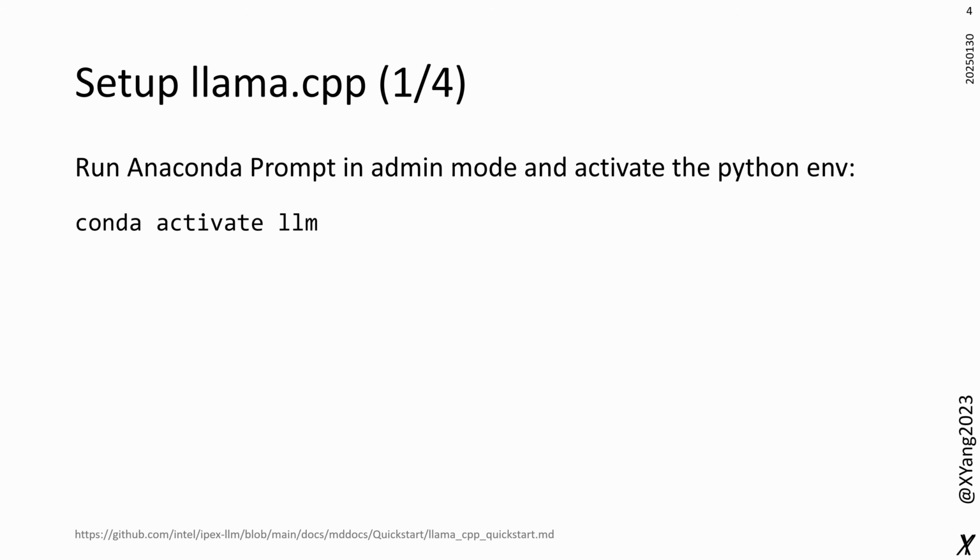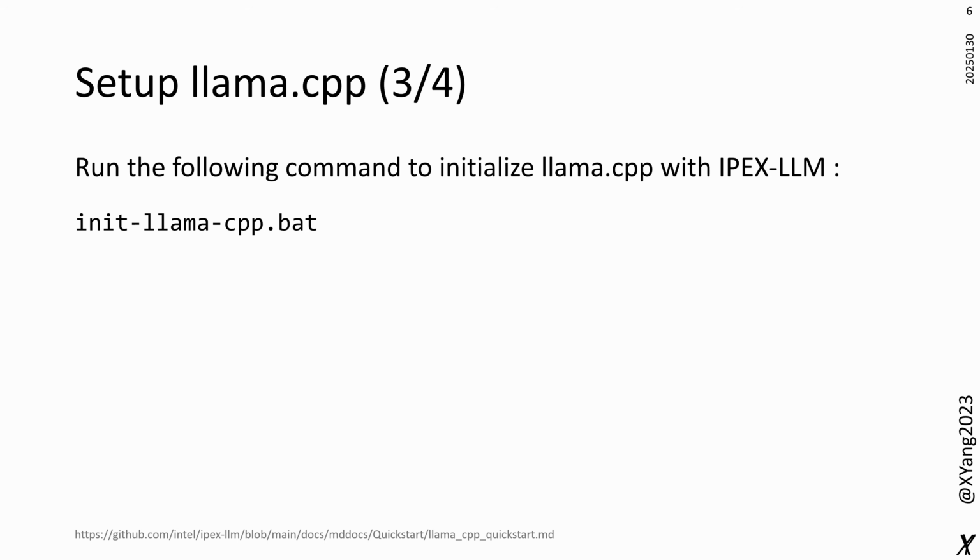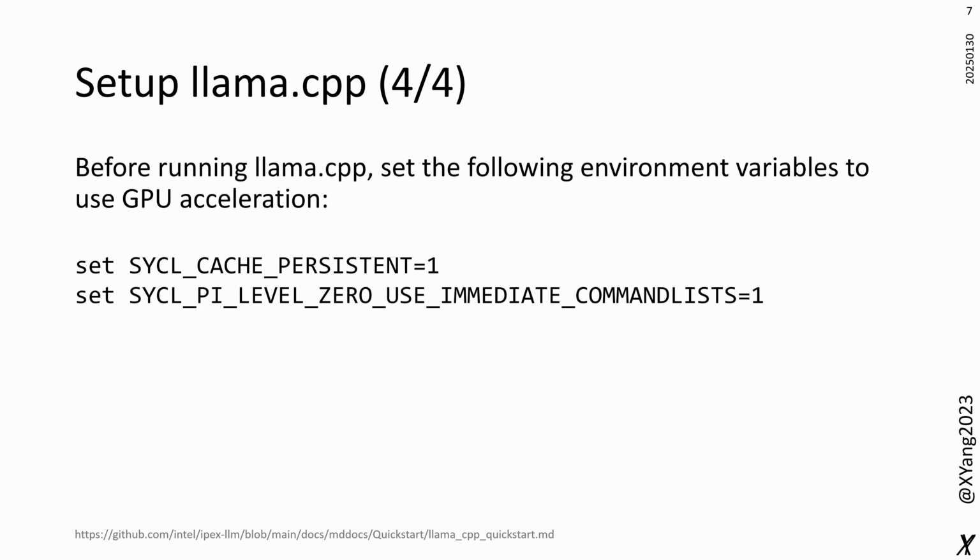I opened an Anaconda prompt in admin mode and ran the following command to activate the Python environment. If you're having trouble following along, I recommend checking out my previous video, where I cover the setup process in more detail. Then, I created a llama.cpp directory and navigated into it using the cd command. Then I ran the following command to initialize llama.cpp with IPEX LLM. Before running llama.cpp, set the following environment variables to use GPU acceleration.